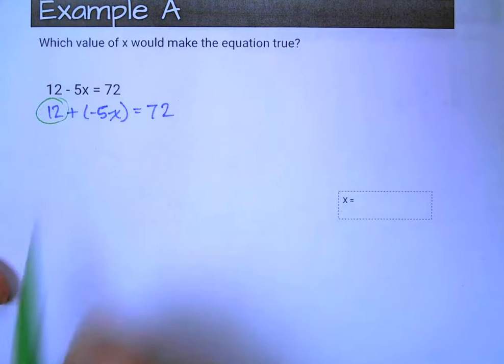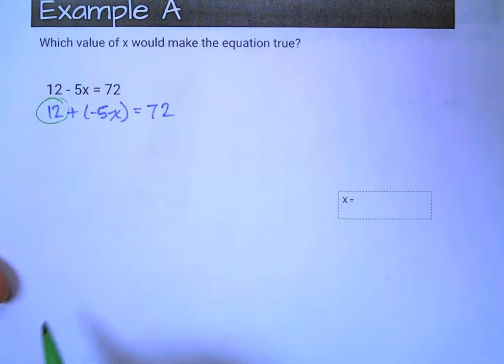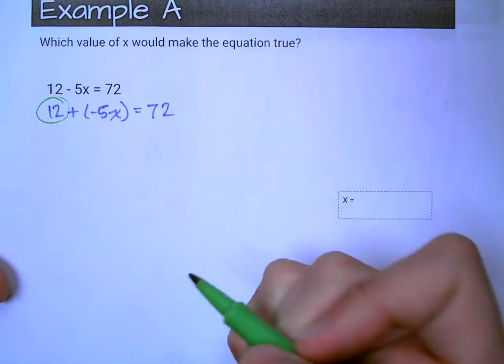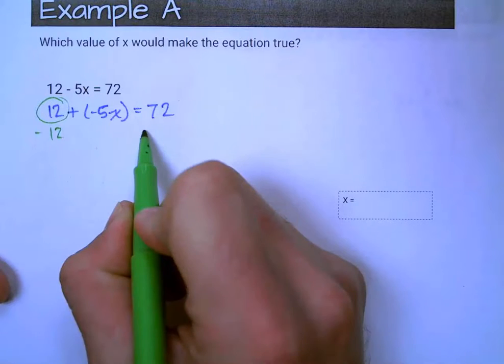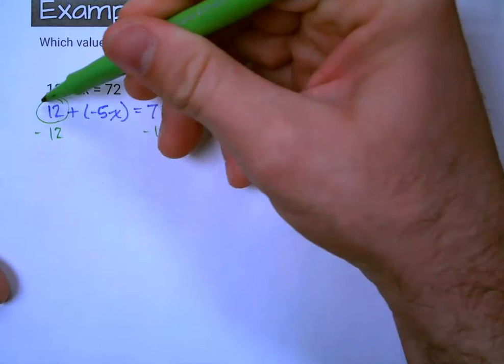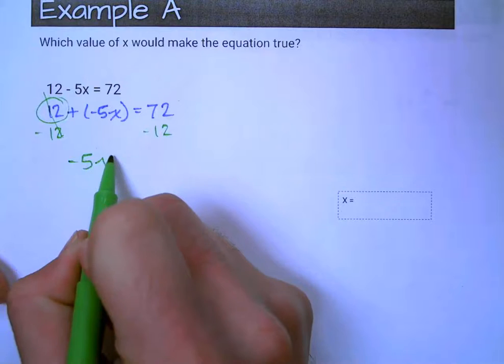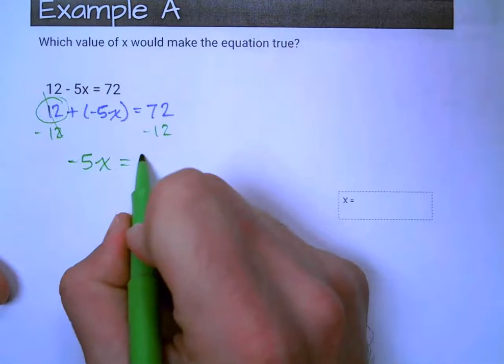And this is positive. You remember, we need to do the inverse operation, so we need to do the opposite. So if that's positive, I need to do negative or subtract. So I'm going to subtract 12 from both sides. So now I have negative 5x equals 72 minus 12 is 60.